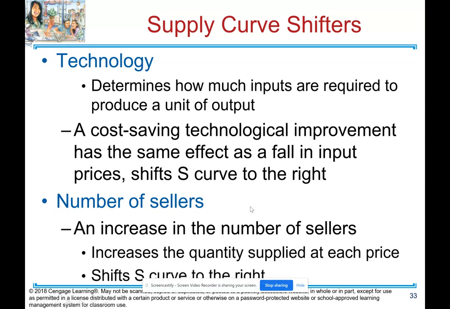Technology is the second determinant of supply. Technology determines how much input is required to produce a unit of output. A cost-saving technological improvement has the same effect as a fall in input prices, and it shifts the supply curve to the right. Number of sellers is another supply curve shifter. An increase in the number of sellers increases the quantity supplied at each price and shifts the supply curve to the right.